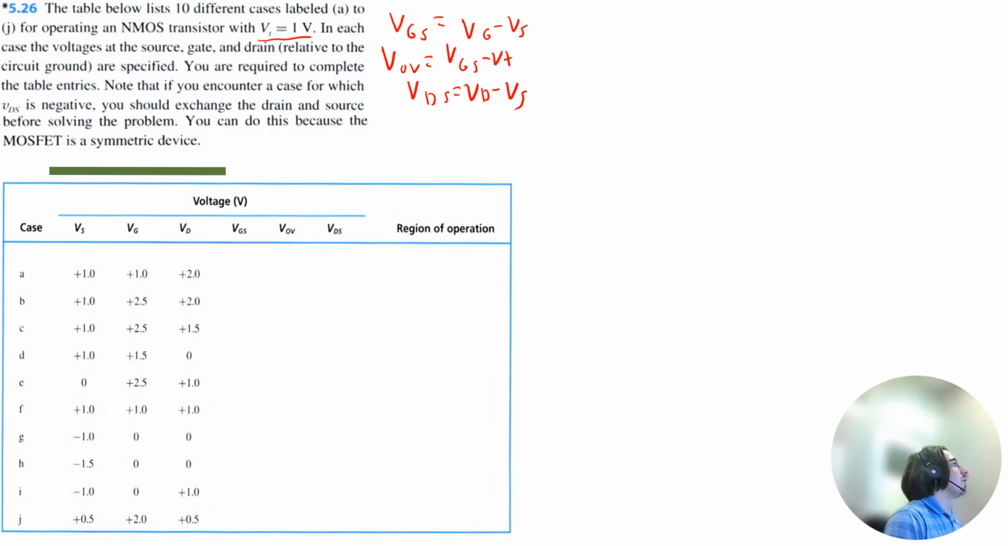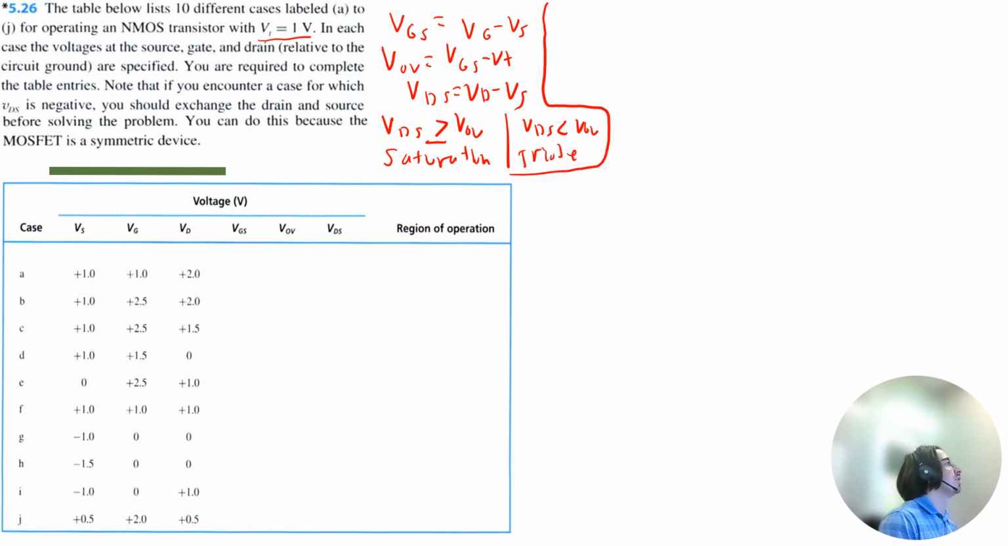And as far as region of operation, if the voltage from drain to source is greater than or equal to V overdrive, that means we're in the saturation region. But if VDS is less than V overdrive, then we are in the triode region. So that's really all the equations and information we need to start solving.